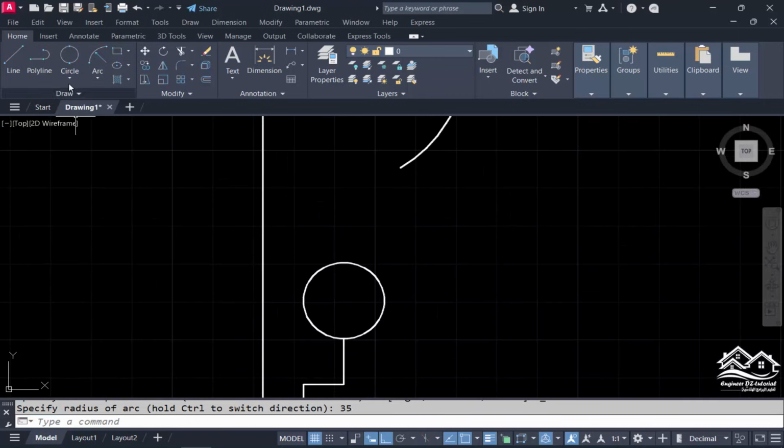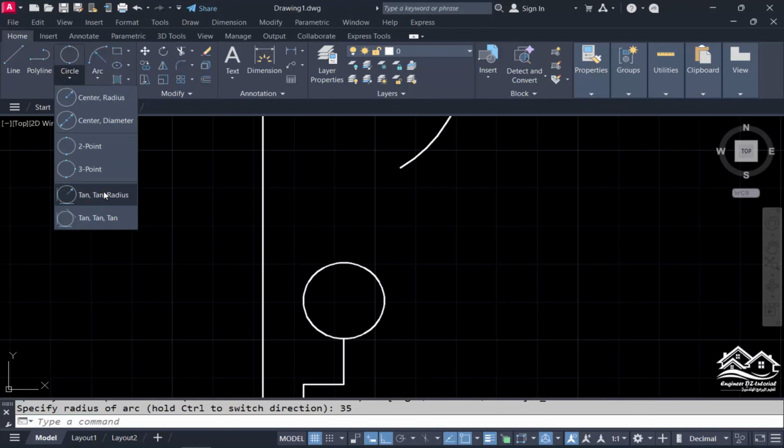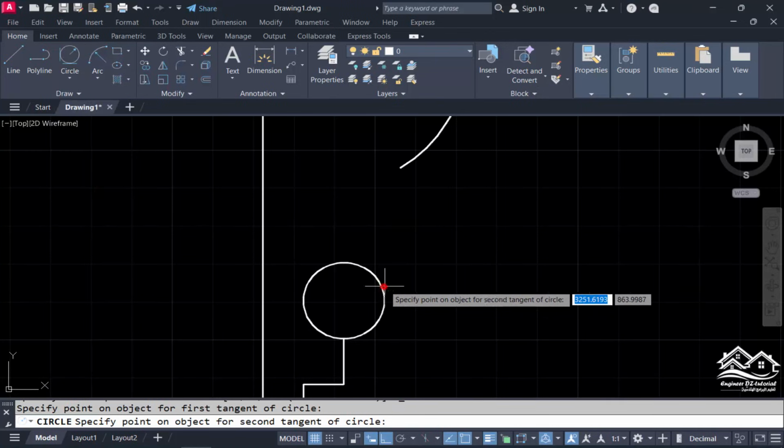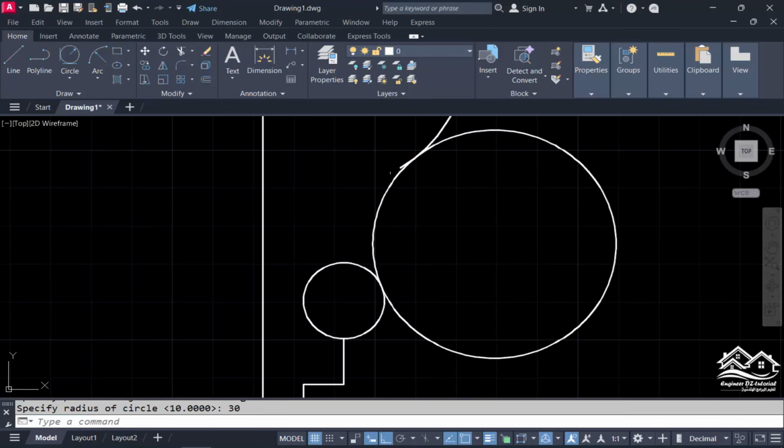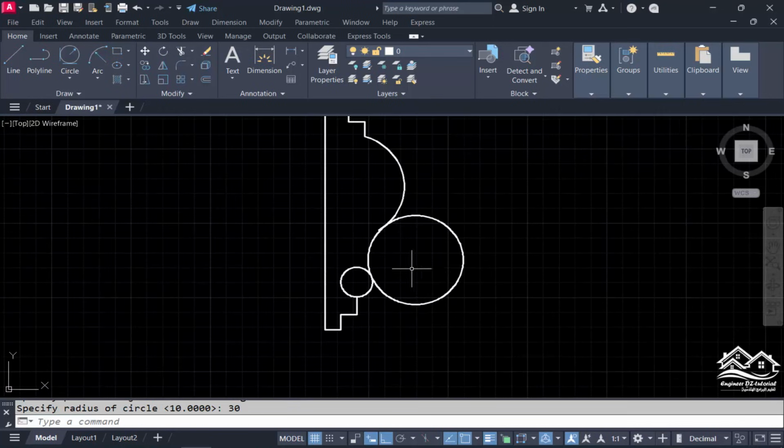Next, I draw a circle tangent to 2 objects with a radius of 30. After that, I delete the parts I don't want.